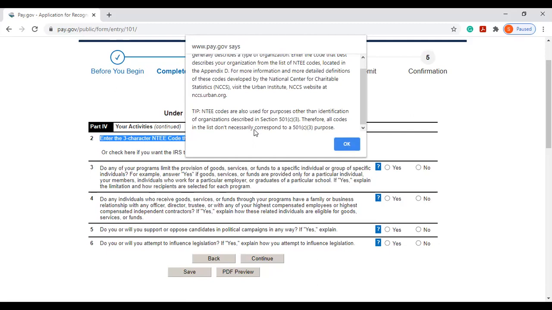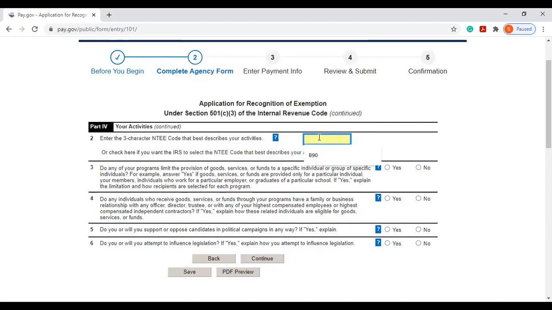So you might say, I still don't know what code I need to use. Well, then you're going to have to go to the list and find the appropriate code for the type of nonprofit organization you want to start. I know the code for mine is B90. So I just click on B90. Or, if you want the IRS to select the NTEE code that best describes your activities, you just check there. So if you say, you know what, I don't want to go out and find the code, I just want them to determine what kind of code I need based on the information I provide, just click here.